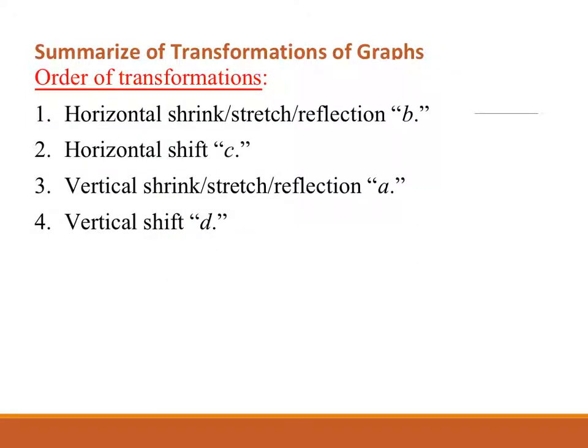So here is the order of transformations. It talks about a horizontal shrink, stretch, and reflection of b. So in other words, the factor that's multiplied by x, we usually handle that one first. We can always handle the horizontal shift and the vertical shift because they may be the beginning points of our function. And then from there we can see whether or not the function is closer to the axis of symmetry or if it's further away from the axis of symmetry.